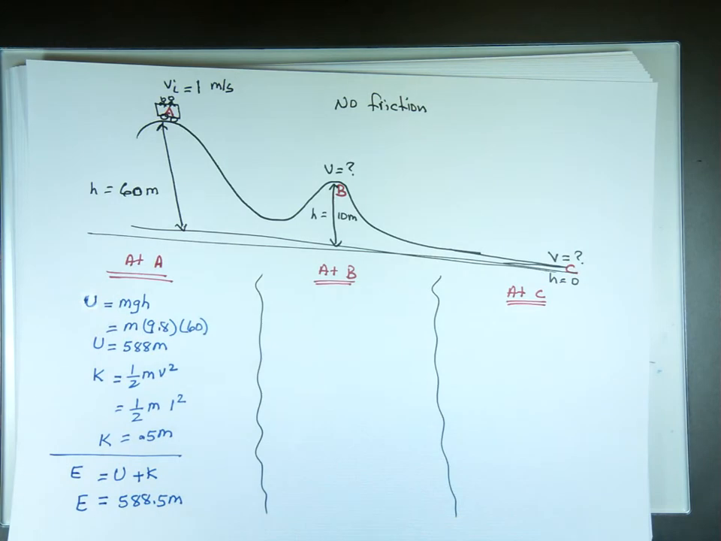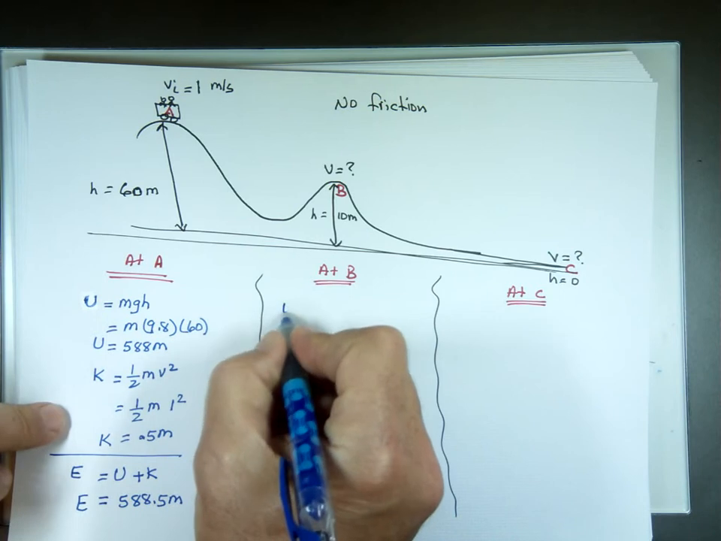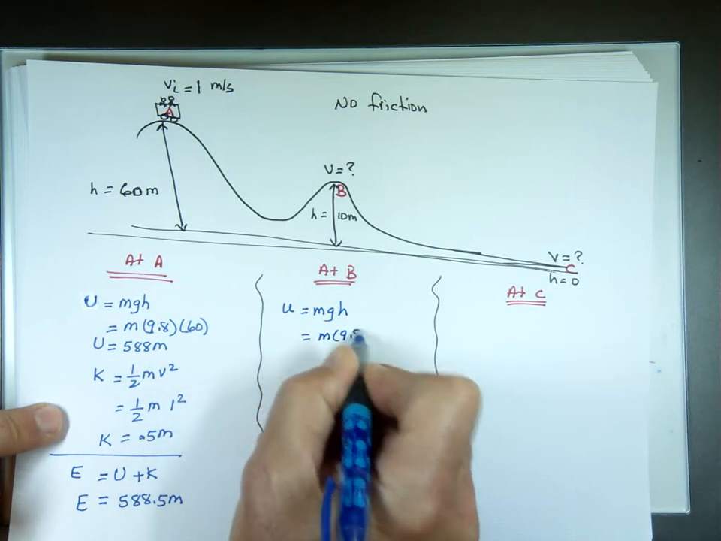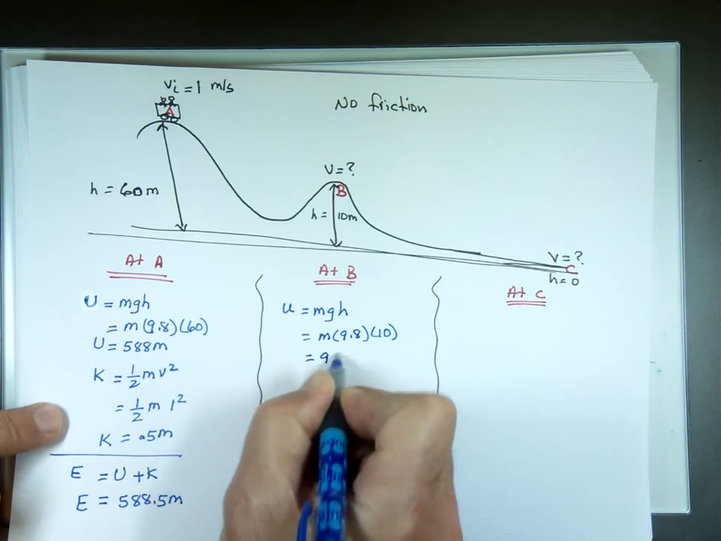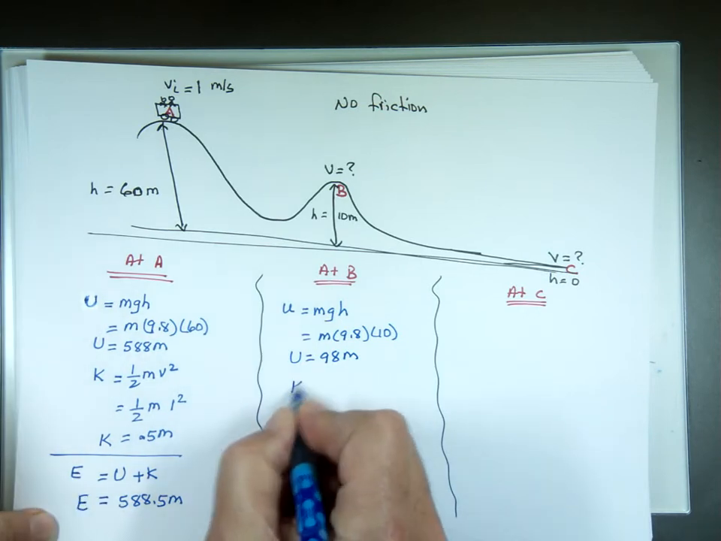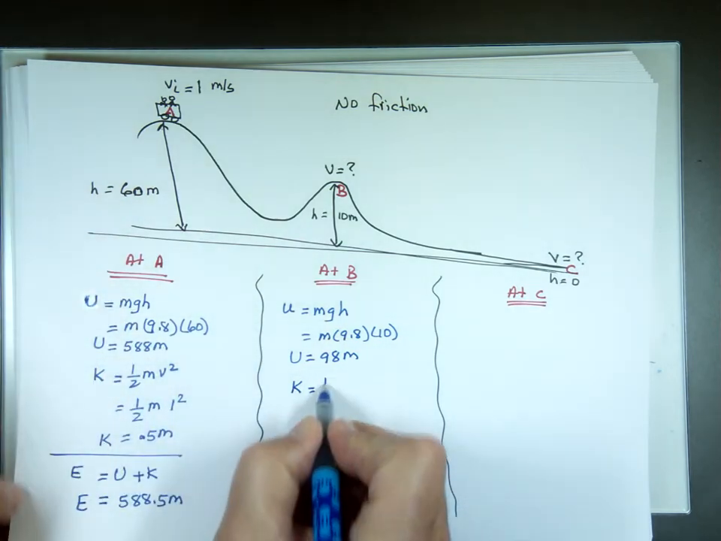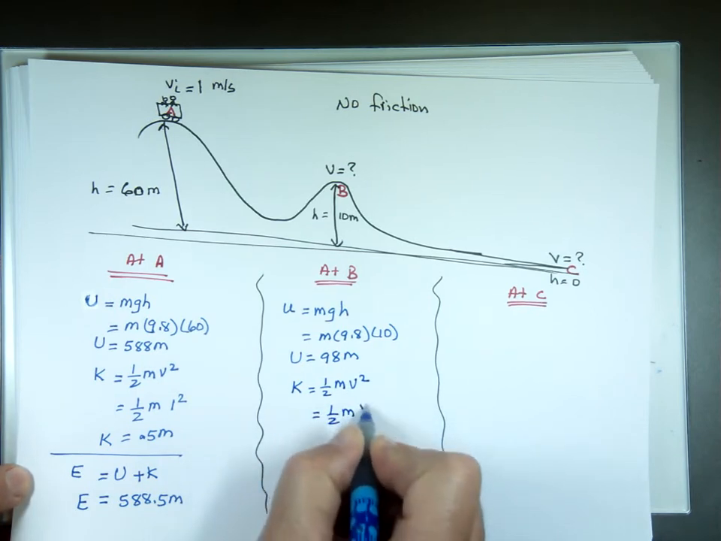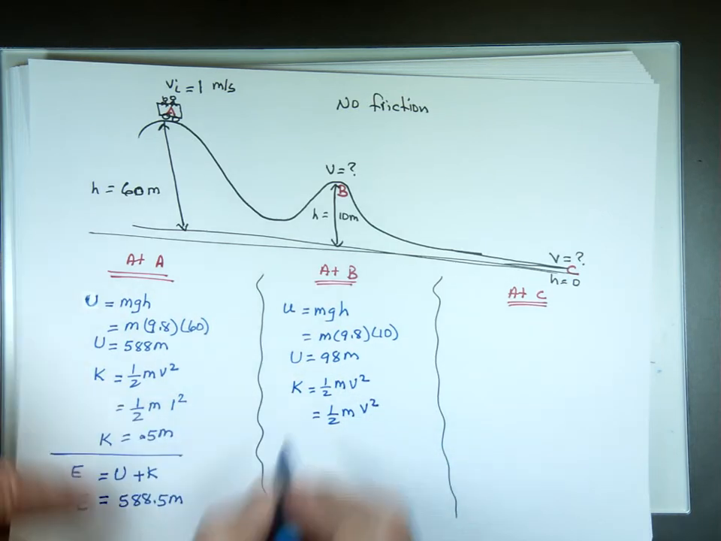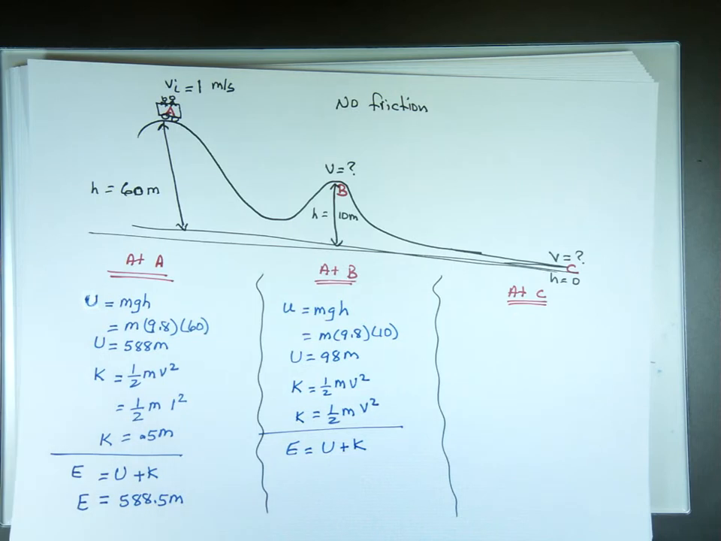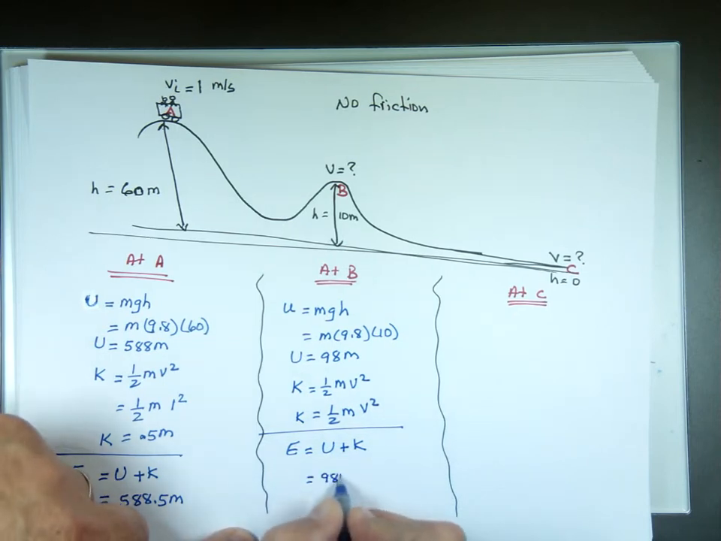Let's look at point B. What's my potential energy? Mass, gravity, height. m times 9.8 times 10, that's 98 m. What's my kinetic energy? 1/2 mass times velocity squared. Oh, I don't know what the velocity is, so that's all I know. So what's my total energy? The total mechanical energy is going to be 98 m plus 1/2 m v squared.